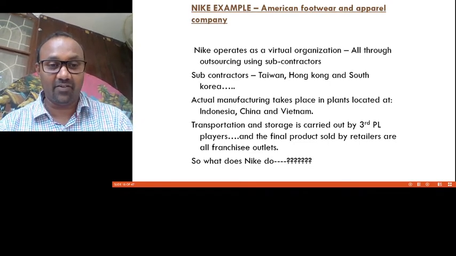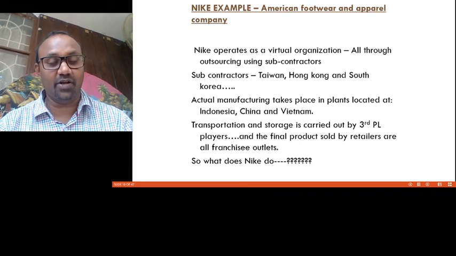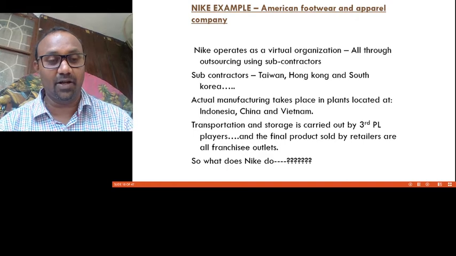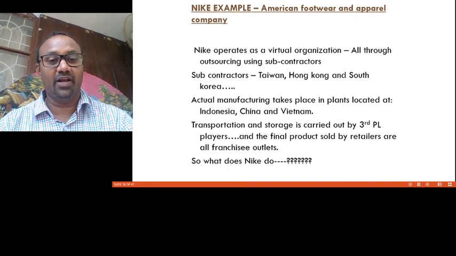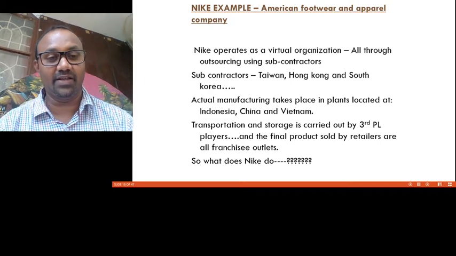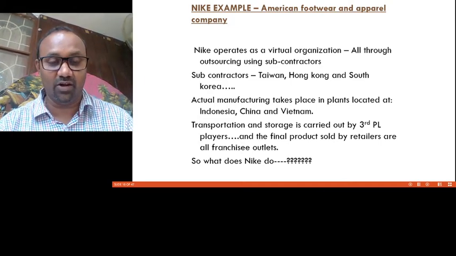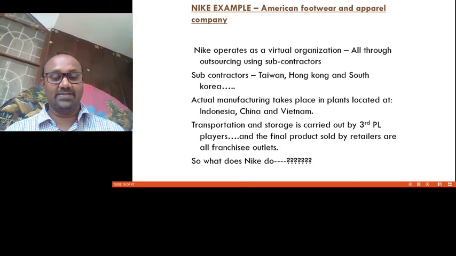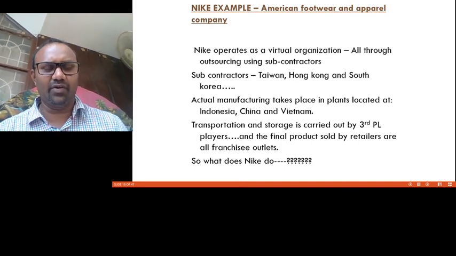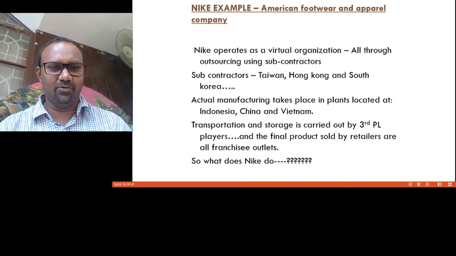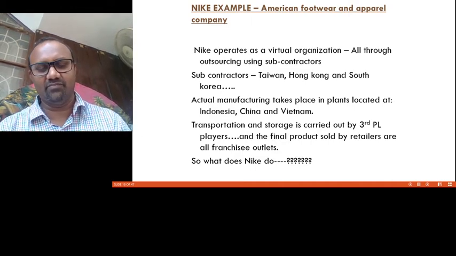Once it's manufactured, transportation and storage is taken care of by third-party logistics players who take care of warehousing and transportation and make the good available in different markets of the world, and transport it to franchisee outlets or to retail outlets wherever Nike has retail interests, and thereby those retailers will be able to sell it to the final customers in different parts of the world.